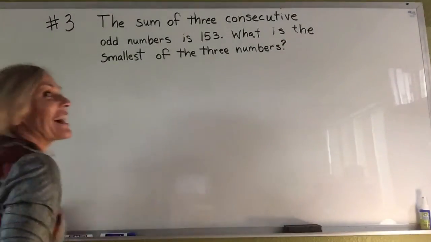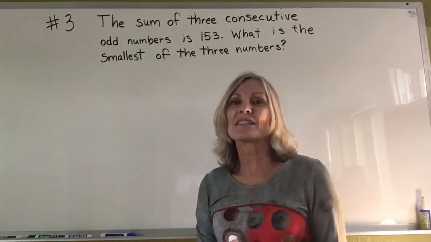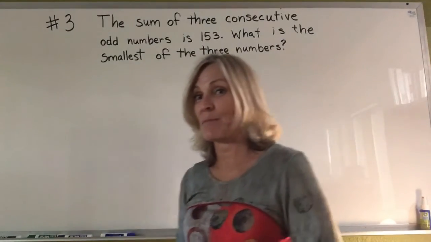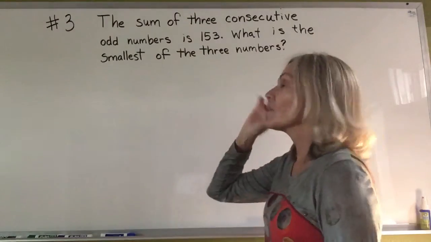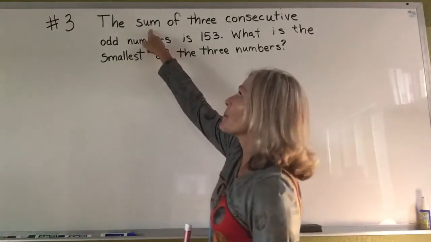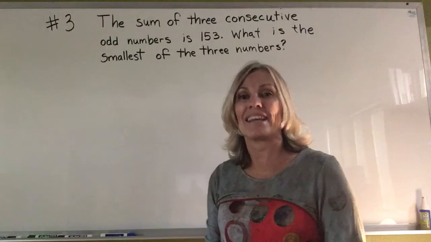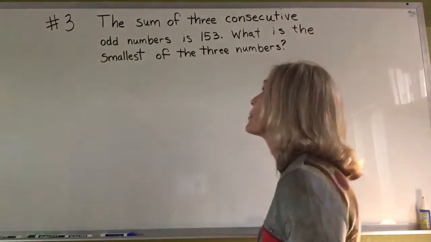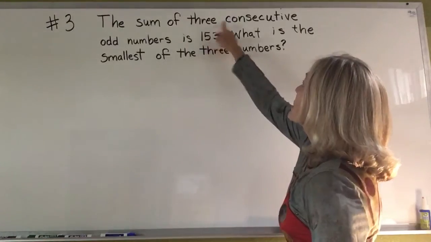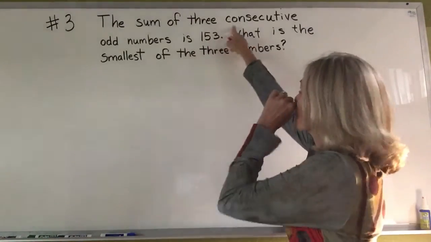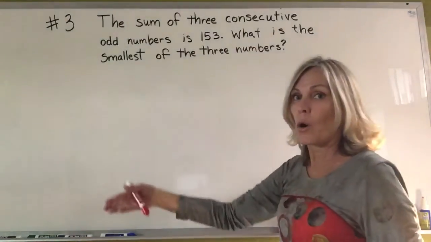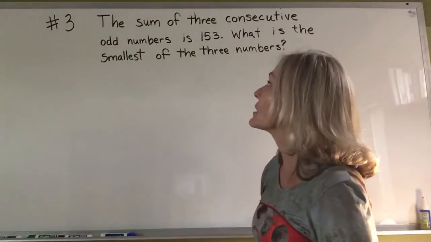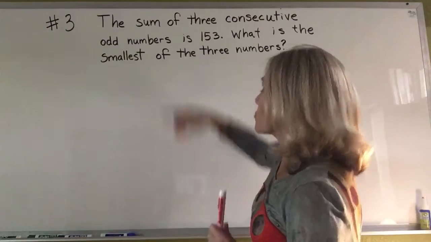Okay, I like this kind of word problem. This is a little more of a logic-based problem because you have to understand what's happening before you can tackle it. So let's make sure we understand the words. Remember, sum is the answer to an addition problem. So that gives us a hint right there where we have an addition problem. 3 consecutive odd numbers. Well, consecutive means in a row. Odd numbers, okay, remember we're not looking at the even numbers, is 153.